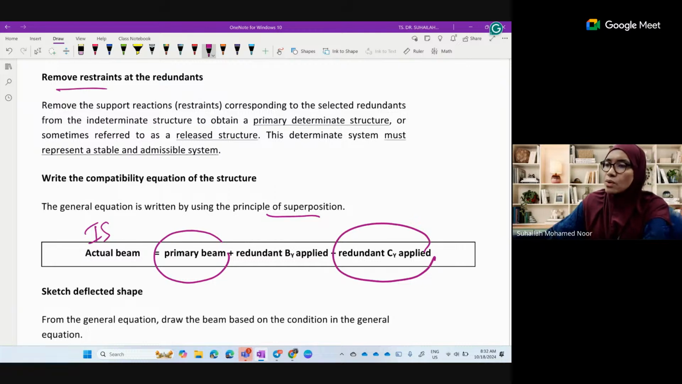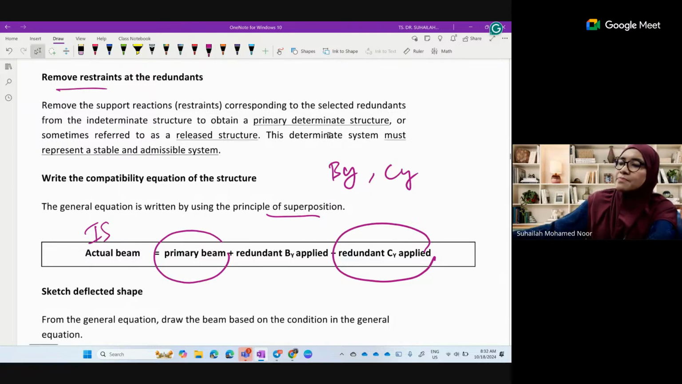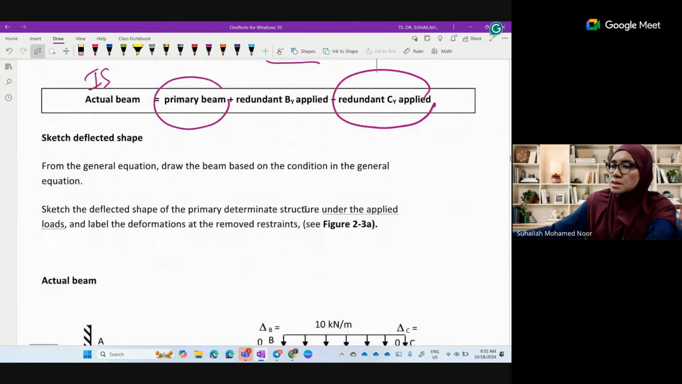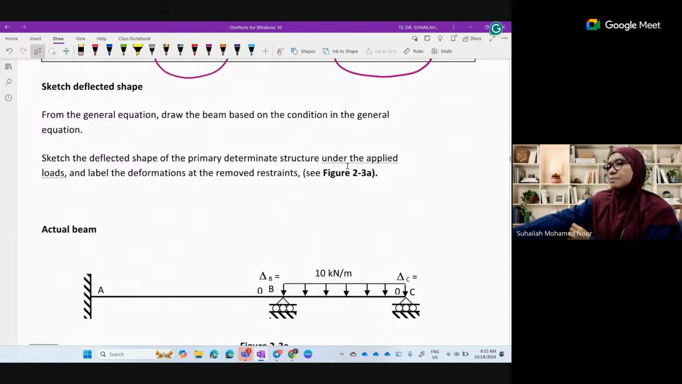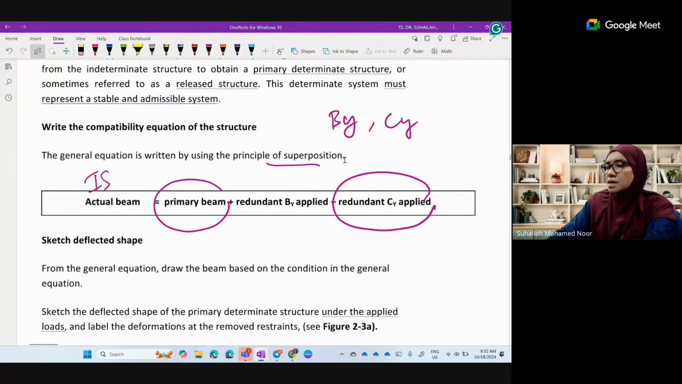By removing BY and CY, it become cantilever beam. So semua jadi cantilever beam. Okay, semua jadi cantilever beam. So we will have all cantilever beam. So all these four system, actual beam, primary beam, redundant BY applied, and redundant CY applied.